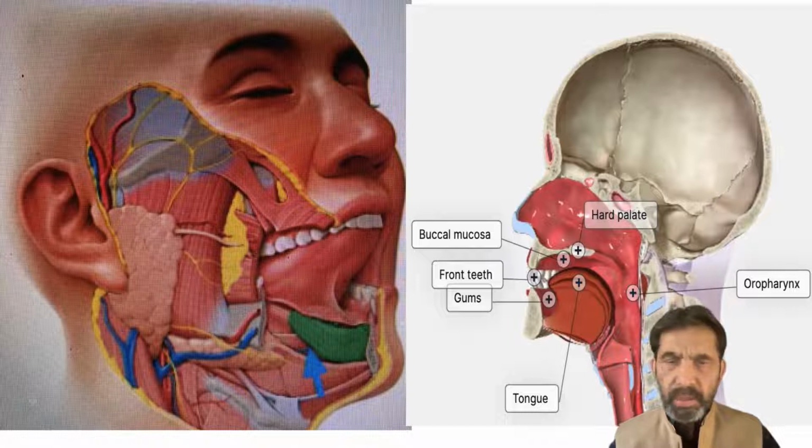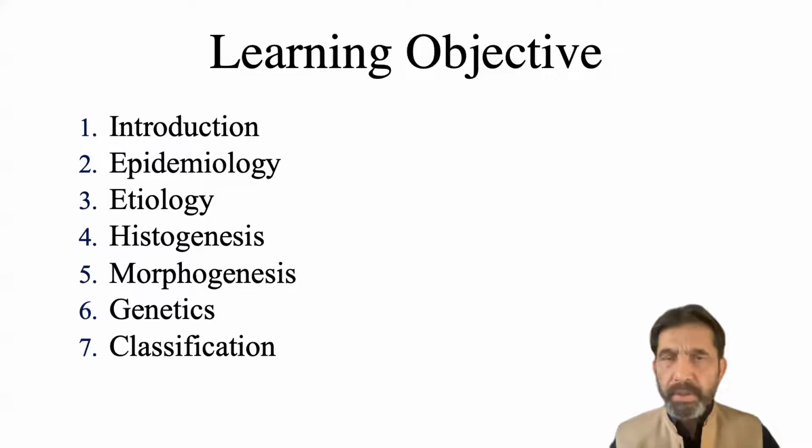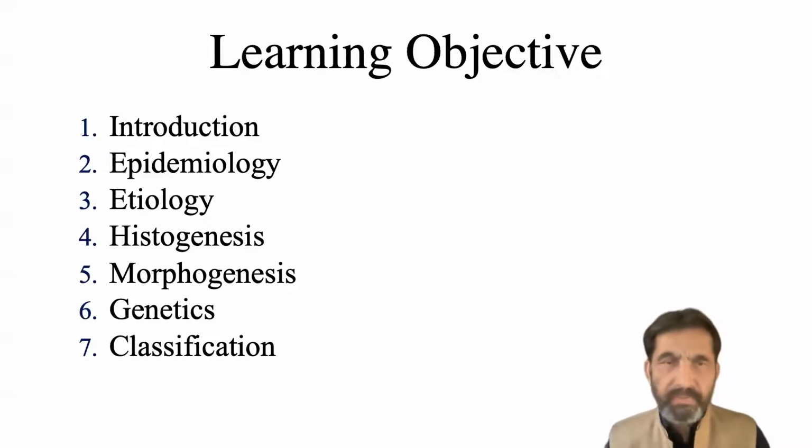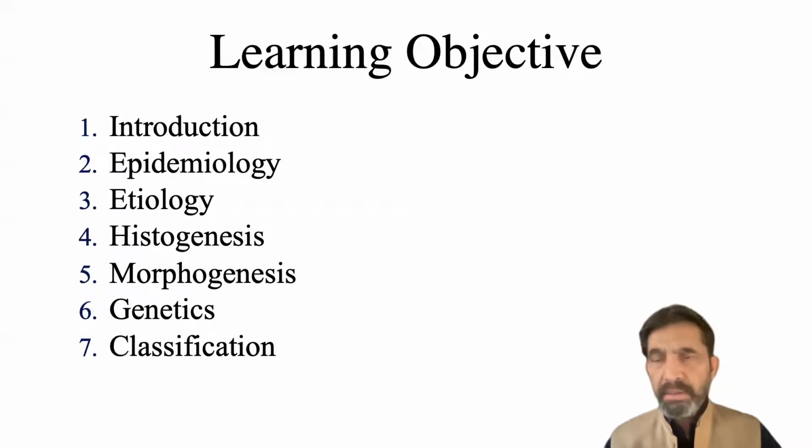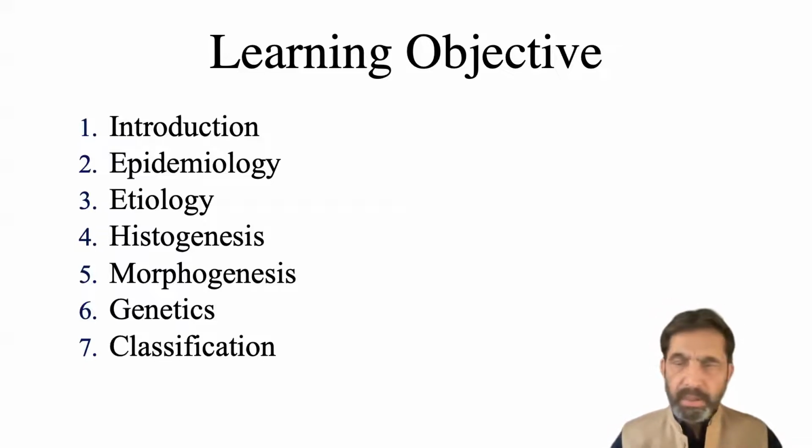So the tumor mostly arises from the predominant area, that is the parotid. Today's lecture will introduce the salivary gland tumors, the epidemiology of salivary gland tumors in the last 5 years, prognosis of the salivary gland tumor, etiology, histogenesis, morphogenesis, and genetics.